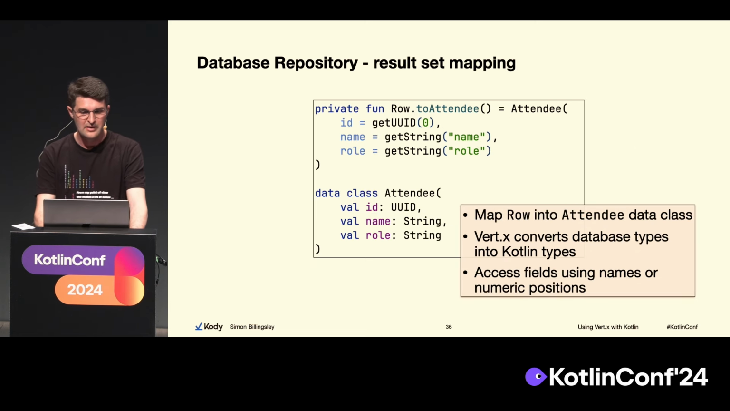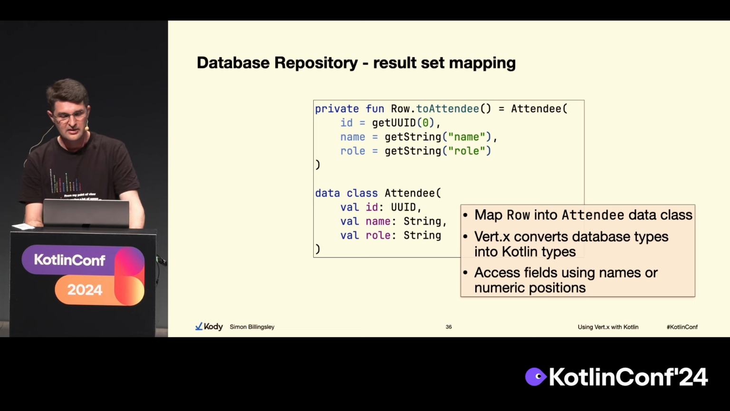So here's finally the data class that allows the attendee to be returned, and I have a mapping extension function that maps from a database row to an attendee. Vertx maps the complete set of the database types to equivalent Kotlin types, and you can access fields using numbers or names, depending on whether you have a single parameter that you want to extract or multiple parameters.